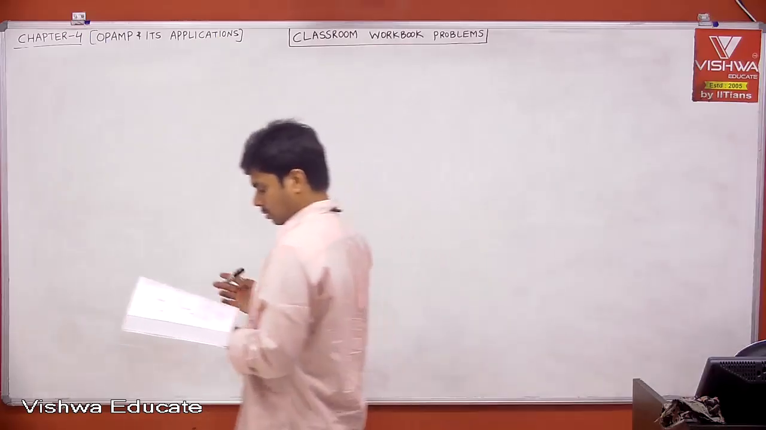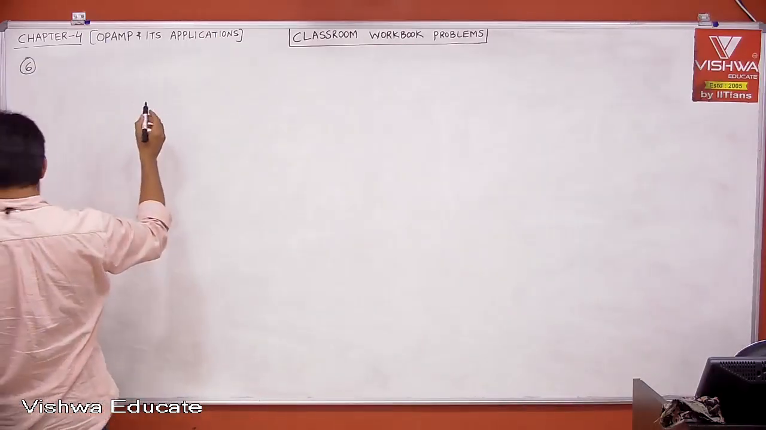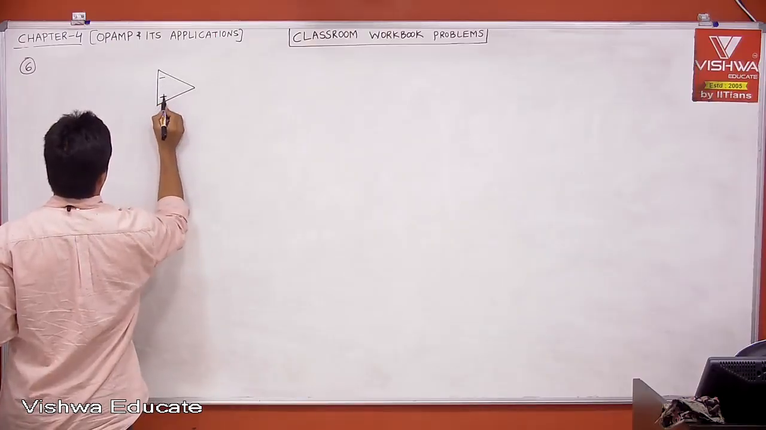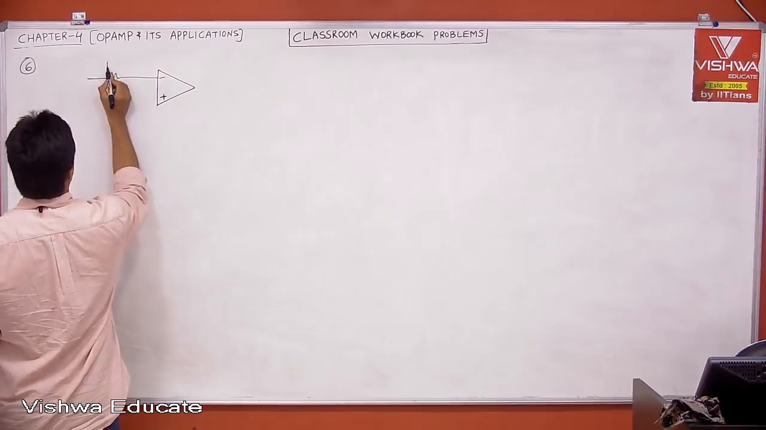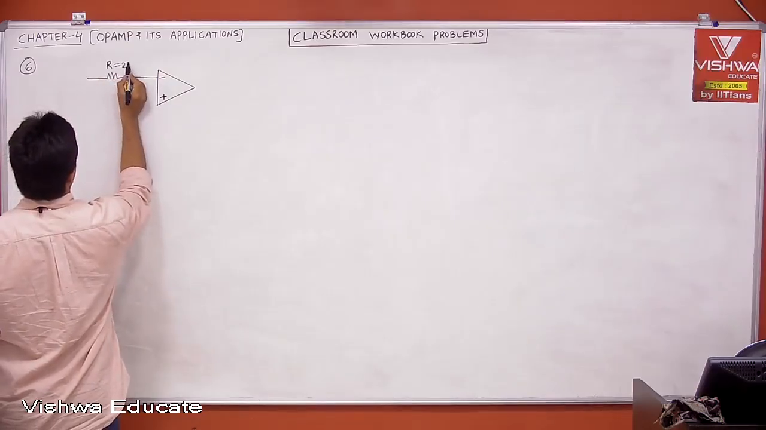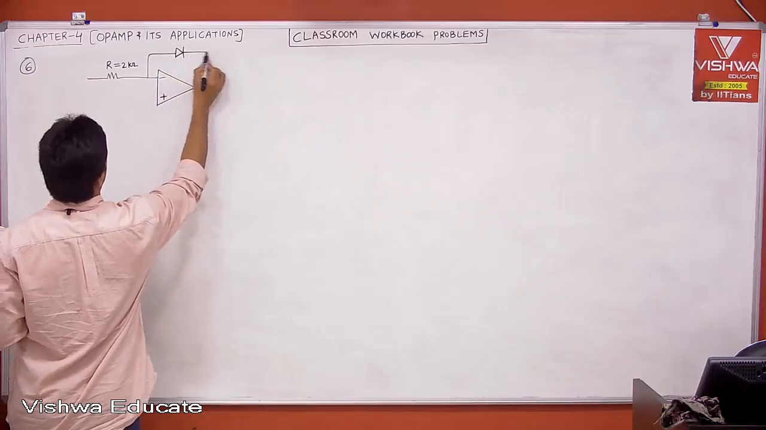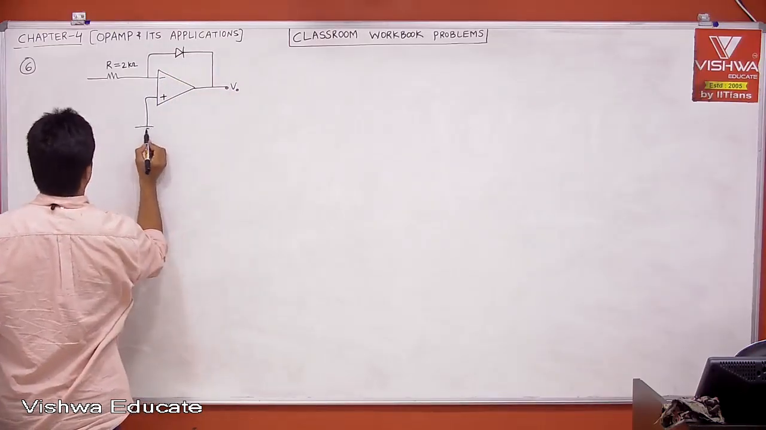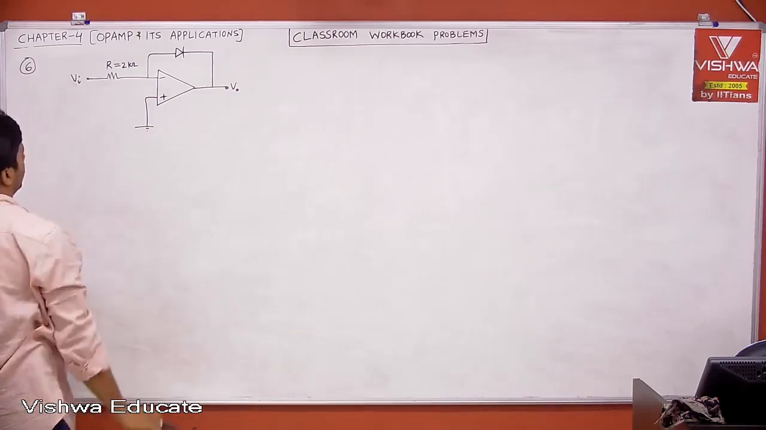Okay. Now problem number 6. The circuit is, let me take R is equal to 2 kilo ohm, and there is a PN junction diode in the feedback. This is V0 and this is Vi. Okay.